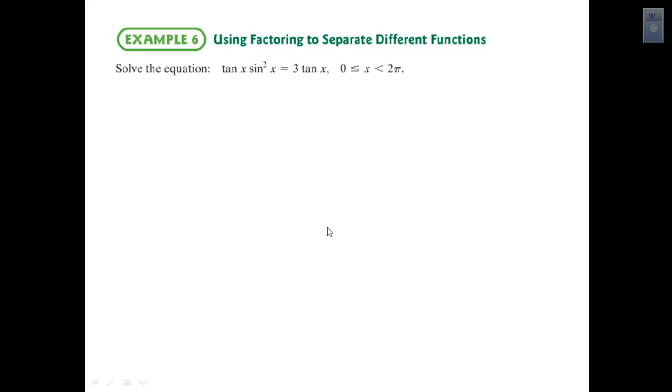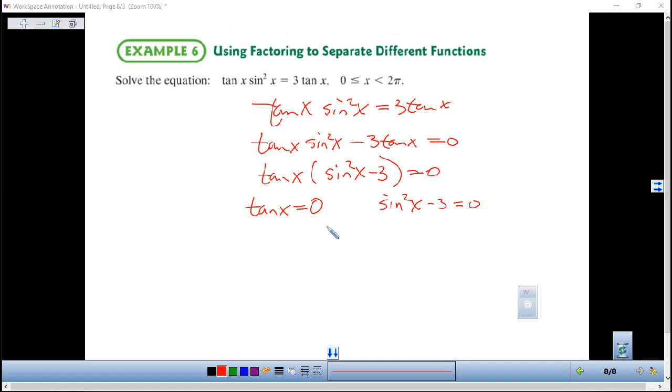So we did all that, so let's go ahead and work it out. Alright, so copying what I just wrote down from the last page over onto this, you get to this point again. We've got tangent x equals 0 and sine squared x minus 3 equals 0. Take each one. So tangent x equals 0. What values? Well, think about it this way. You know tangent x is sine x over cosine x. So the only way this is going to equal 0 is if the top equals 0. So where is sine x equal to 0? Well, sine x is equal to 0 when x equals 0 and x equals pi.